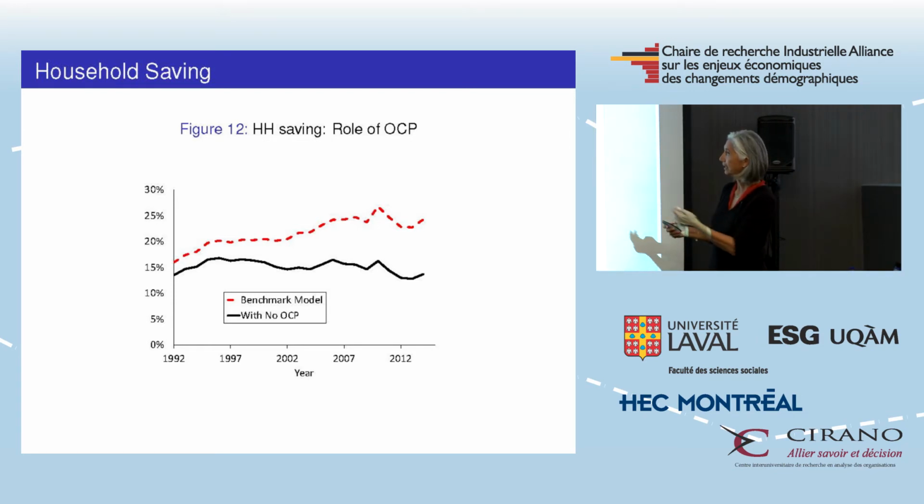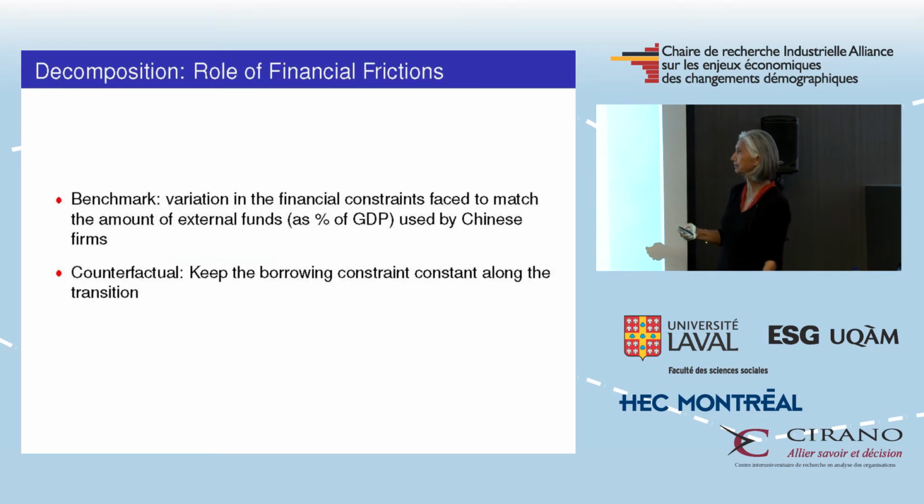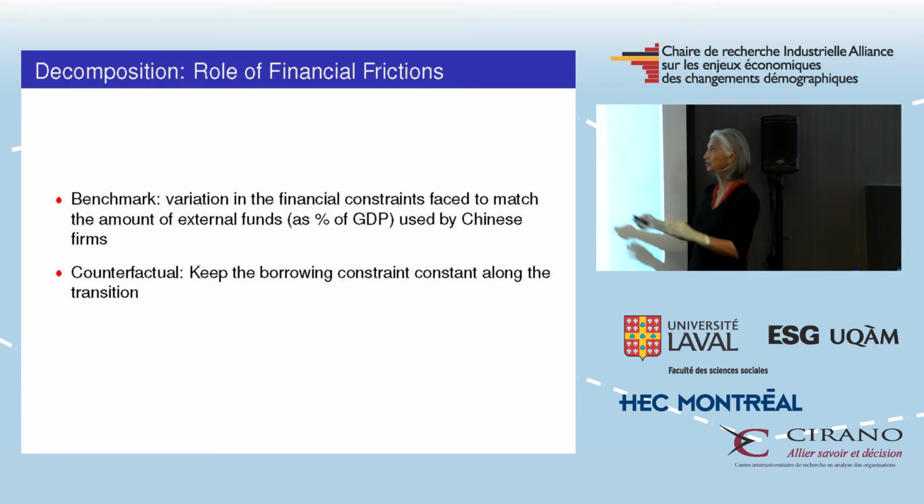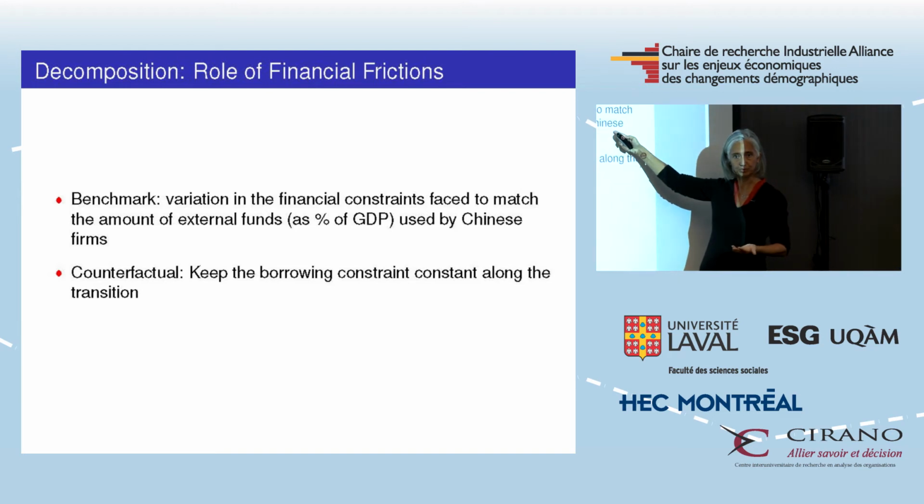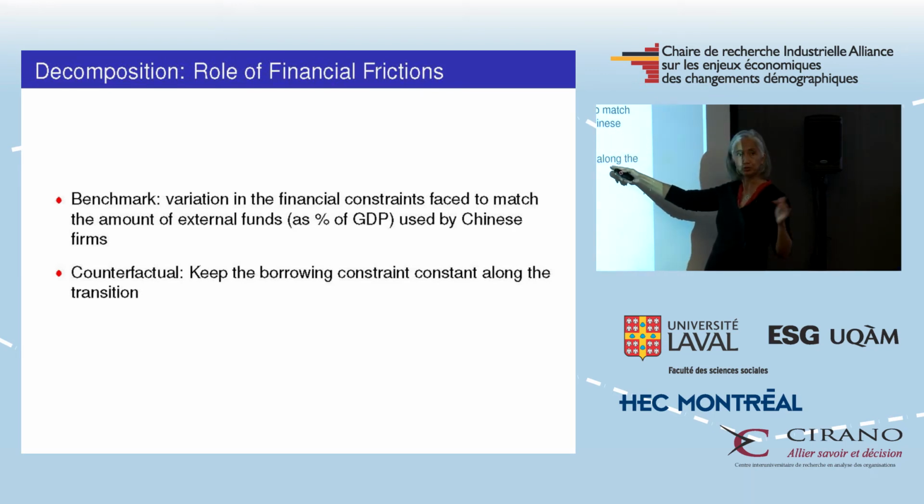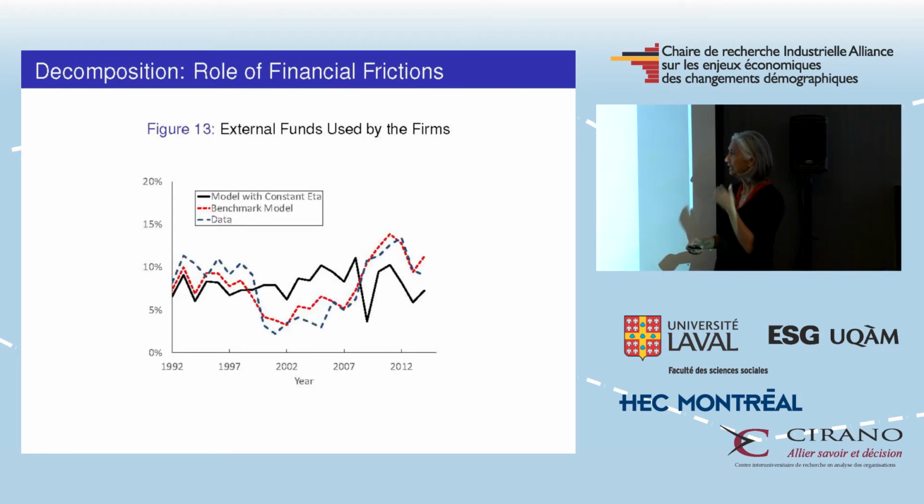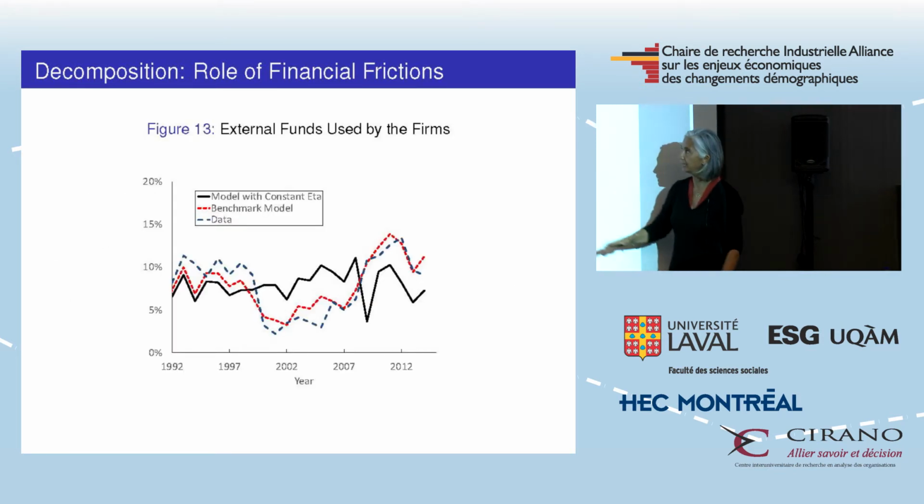Now, of course, I also had a graph for investment, but the one-child policy doesn't change investment behavior, so I didn't put the graph in here. Instead, let me do a counterfactual where the financial constraints are different. So this is what we had in the benchmark. We did it so that we match the external funds. Suppose we don't do it, suppose we keep the borrowing constraints constant along the transition and see what happens. It's this thing that you get.